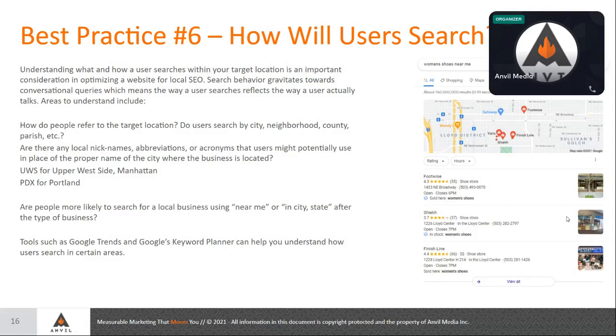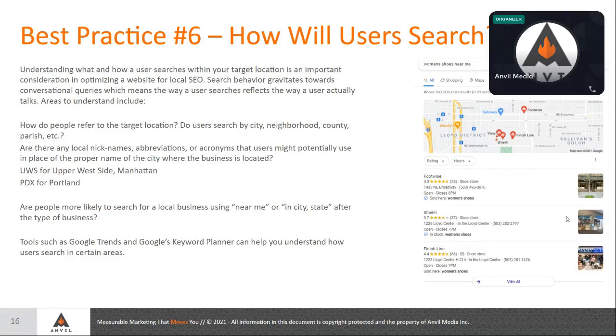Understand if any areas use nicknames or abbreviations. That way you can optimize your location pages or even your service pages for those acronyms or those nicknames. For example, in Manhattan, oftentimes people will refer to the Upper West Side as UWS, and sometimes people will just refer to it as Upper West Side. So utilizing both of those will help to improve the visibility for both of those references. And for Portland, many people refer to it as PDX. So that is something to keep in mind if you are optimizing for the Portland area.